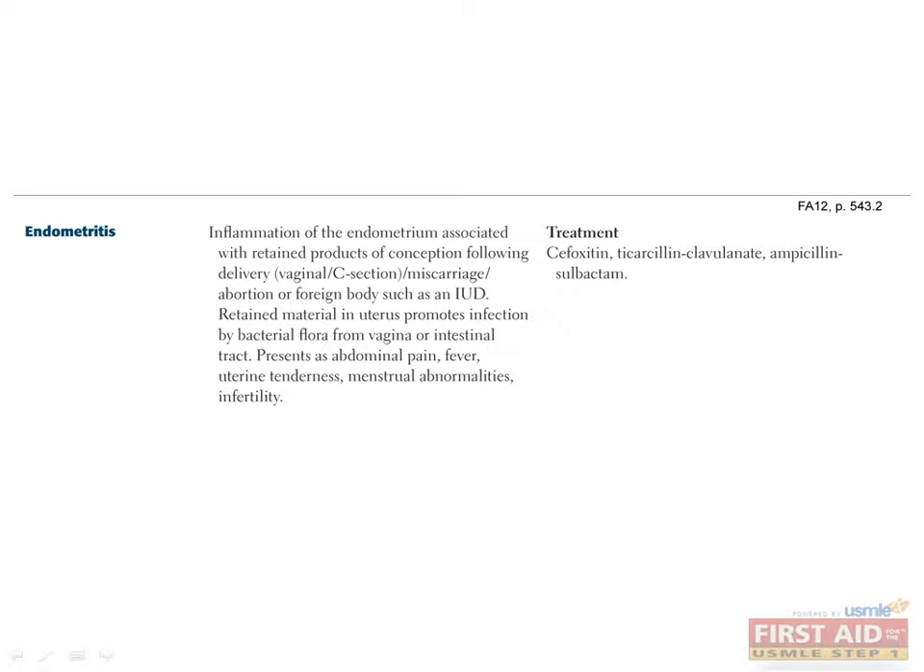It's generally associated with retained products of conception following any form of childbirth, death of a fetus, or prolonged presence of a foreign body. This retained material serves as a nest of infection for bacteria from the vagina or the GI tract, leading to abdominal pain, fever, uterine tenderness, menstrual abnormalities, and infertility. It should definitely make an appearance on your differential whenever you see the constellation of symptoms in the setting of recent childbirth, miscarriage, or abortion. Treatment involves use of appropriate antibiotics.